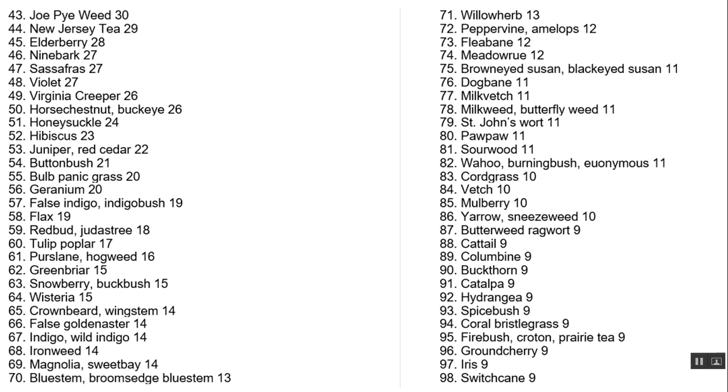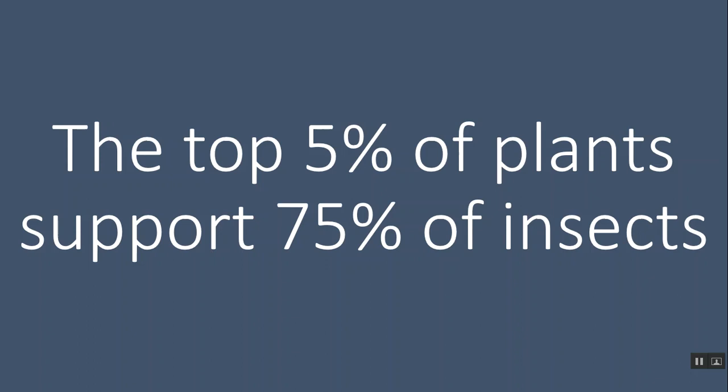So let's go over here. The top 5% of plants support 75% of insects. Okay, 5% means the top 50 on this list. So if the top 50 of our plants were well represented, then we could support 75% of all insects. That's a lot of bang for the buck.